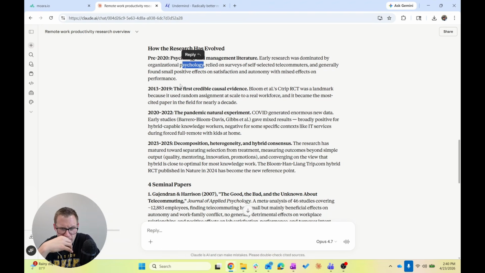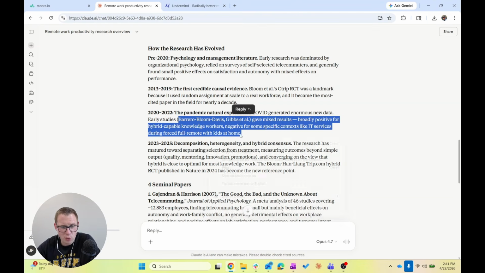So, first, credible causal evidence. That's interesting. Random assignment. Pandemic natural experiment. We know that. Broadly positive for hybrid-capable knowledge workers, negative for some specific contexts like IT services. That's really interesting. Forced full remote with kids at home.